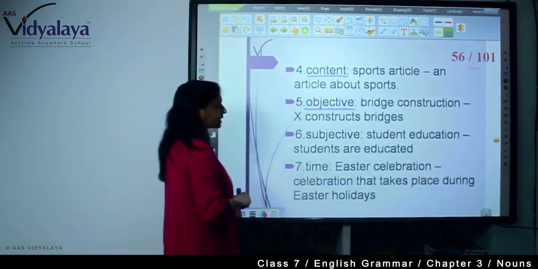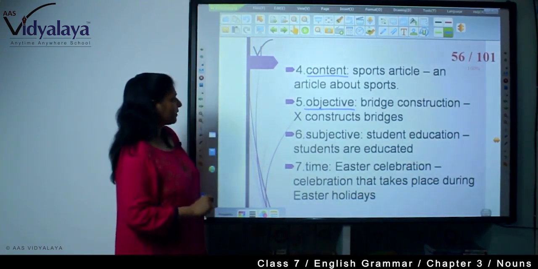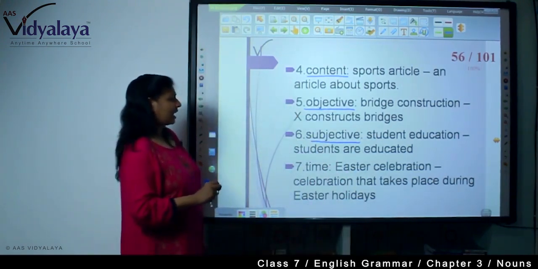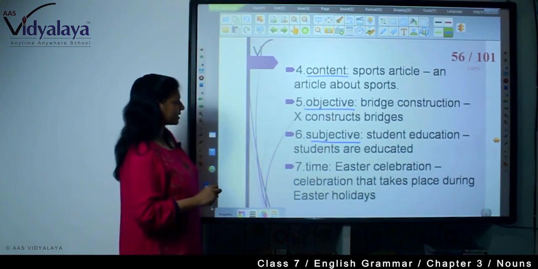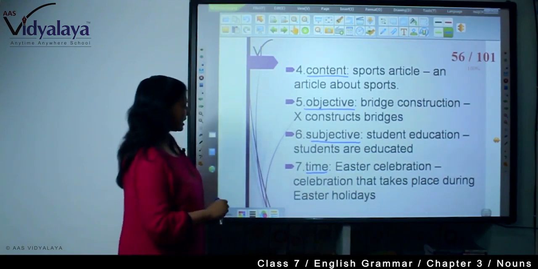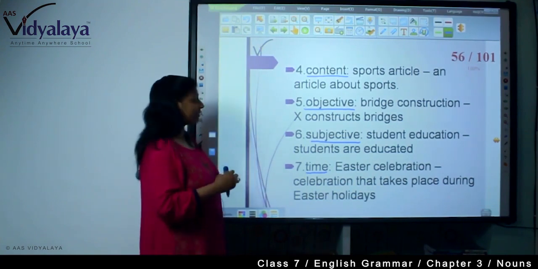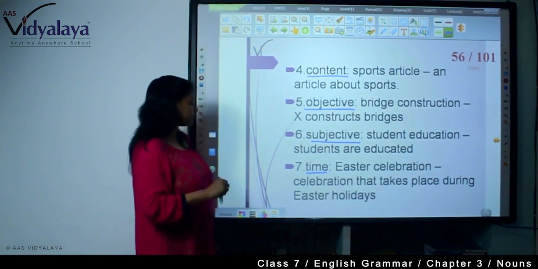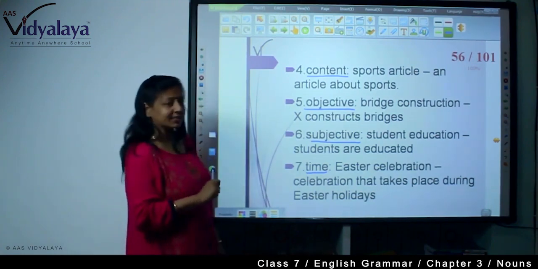Then objective. What is the objective? Bridge construction. That is, constructs bridges. Right? Subjective, student education. Students are educated. That is a subjective meaning. This campaign is for student education, that is, students are educated. Time. Easter celebration, that is, a celebration that takes place during Easter holidays. We say now the Diwali celebration. So all these are examples of attributive nouns.